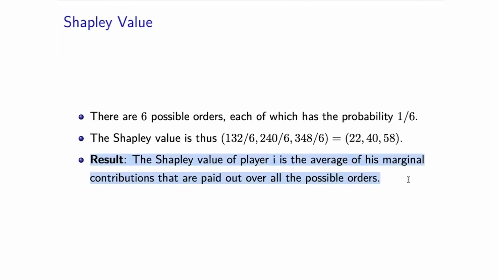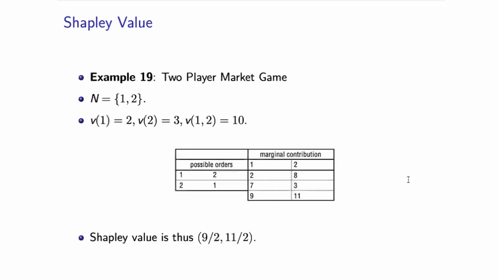Okay, even though we are not going to be looking at a proof of this, let's see how it is applied in different contexts, right? So first, let's consider a simple 2-player market game where N equals {1, 2}. We have v(1) equal to 2, v(2) equal to 3, v(1,2) equal to 10, right? So here, because you have 2 players, there are going to be just 2 different orders of entering, right? Either 1 enters first followed by 2, or 2 enters first followed by 1.